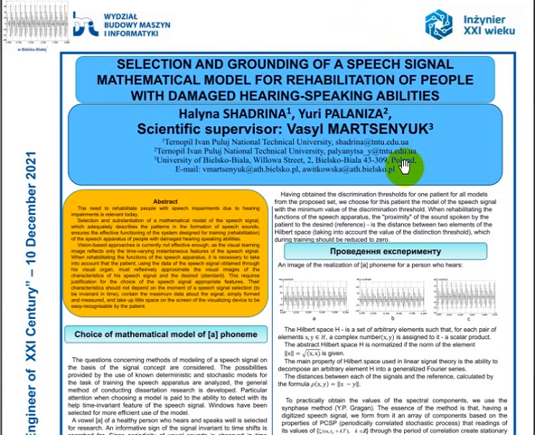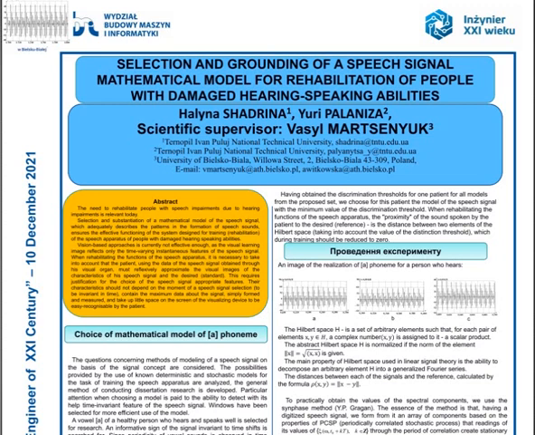Here is a report on the topic Selection and Grounding of a Speech Signal Mathematical Model for Rehabilitation of People with Damaged Hearing-Speaking Abilities. The need to rehabilitate people with speech impairments due to hearing impairments is relevant today. Selection and substantiation of a mathematical model of the speech signal, which adequately describes the patterns in the formation of speech sounds, ensures the effective functioning of systems designed for the training and rehabilitation of the speech apparatus of people with damaged hearing-speaking abilities.